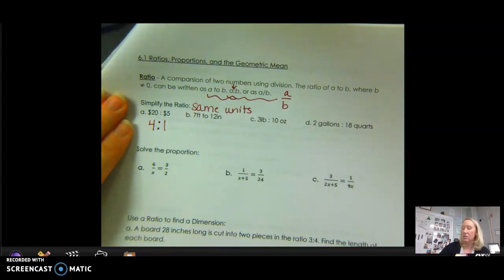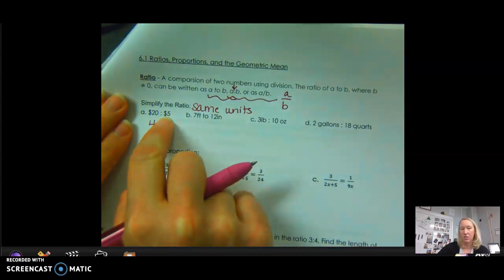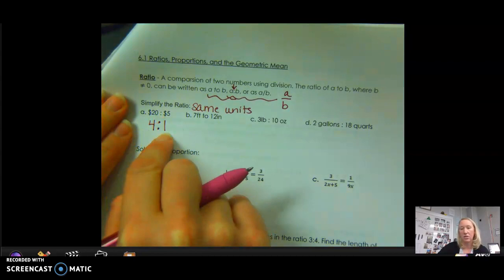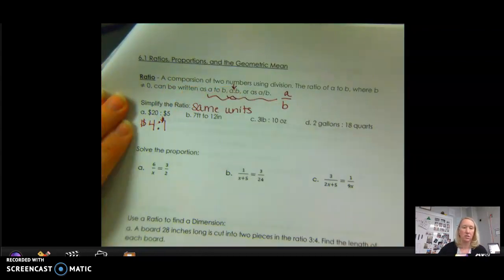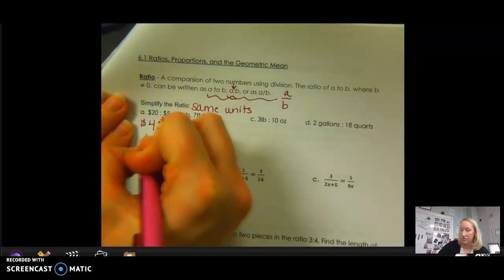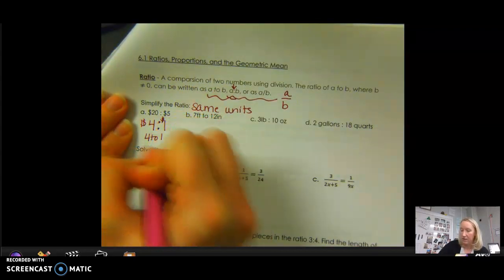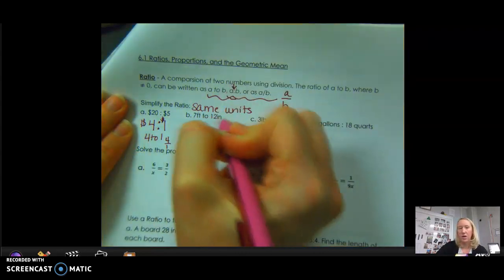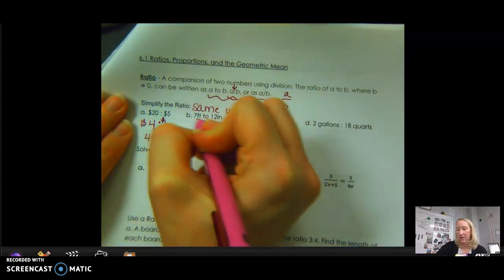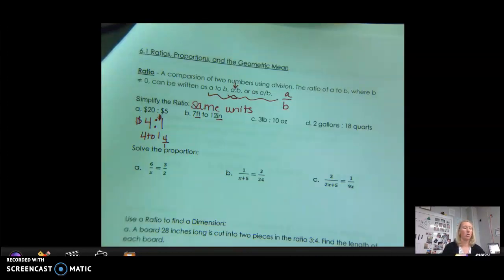If you have the same units, you don't necessarily have to have the units on there. So this is dollar and this is dollar. I can drop them. You can keep them on there though if you'd like to, for others to see it. Remember, I can write that as 4 to 1, or I can write that as 4 to 1. Okay? 7 feet to 12 inches. This is what I was talking about. We have feet and we have inches. We have to have the same units.